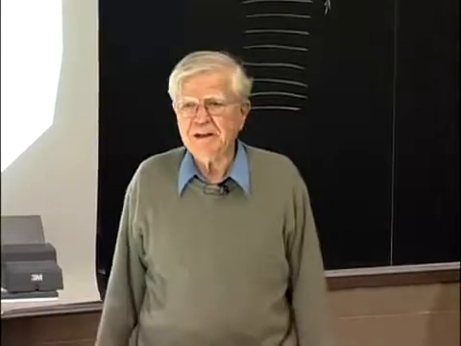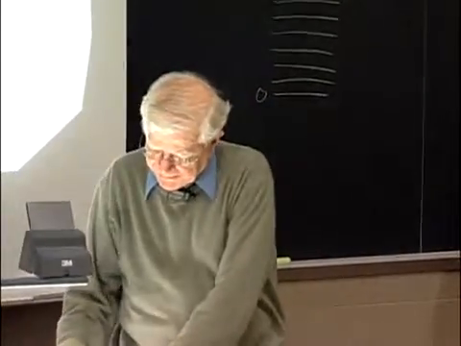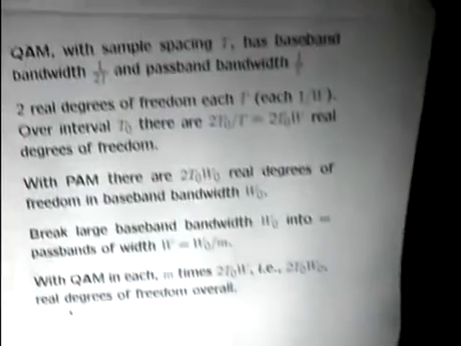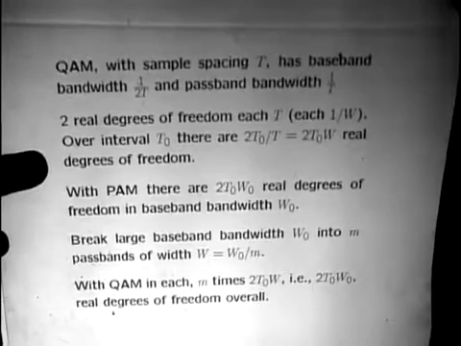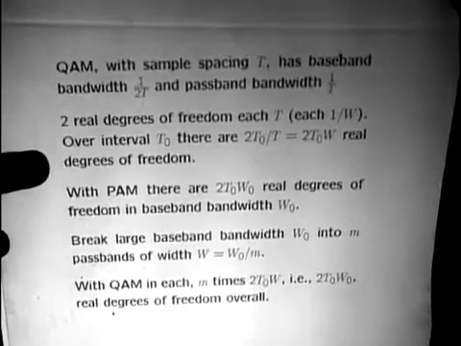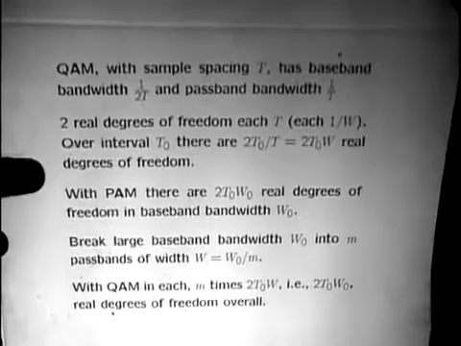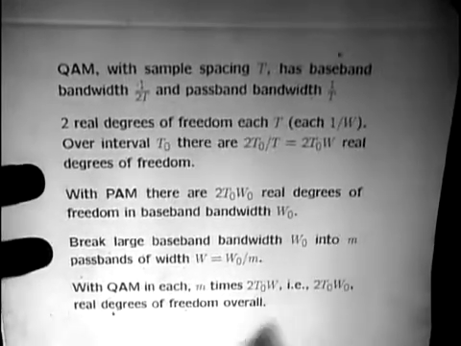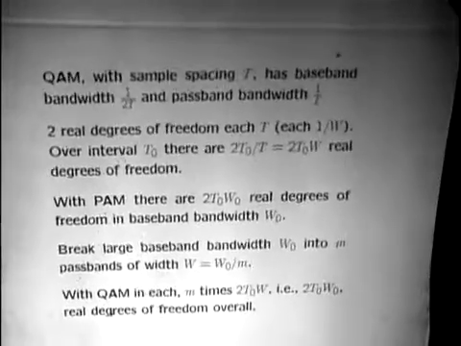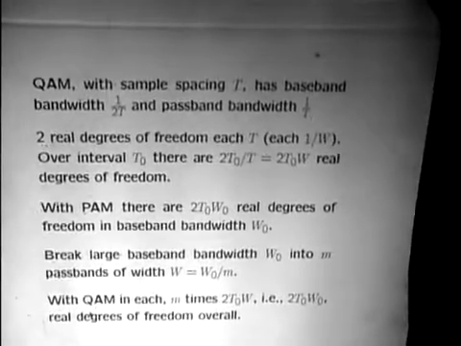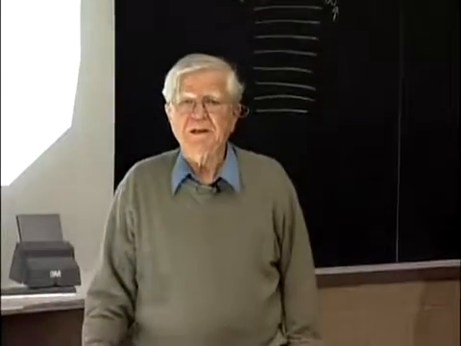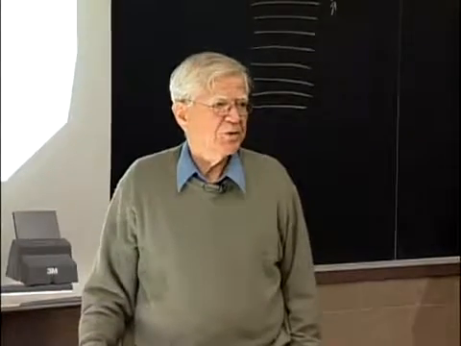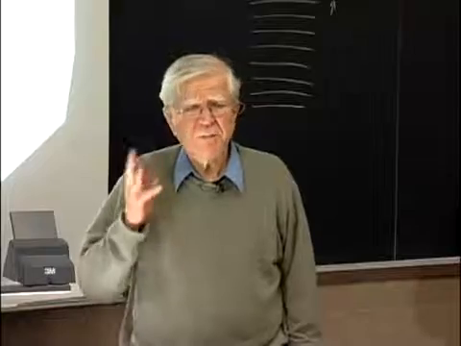So how many degrees of freedom do you have? Well, we said we had 2t0w real degrees of freedom with each QAM system. We have W0 over W different QAM systems all stacked on top of each other. So when you take W equals W0 over M, you wind up with 2t0w0 real degrees of freedom overall using QAM, exactly the same thing if you use PAM.